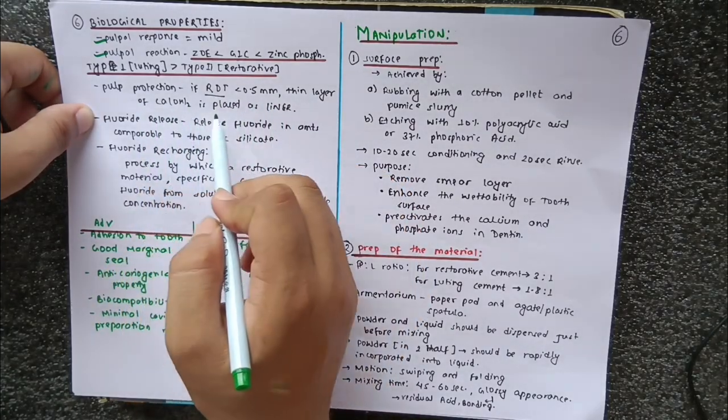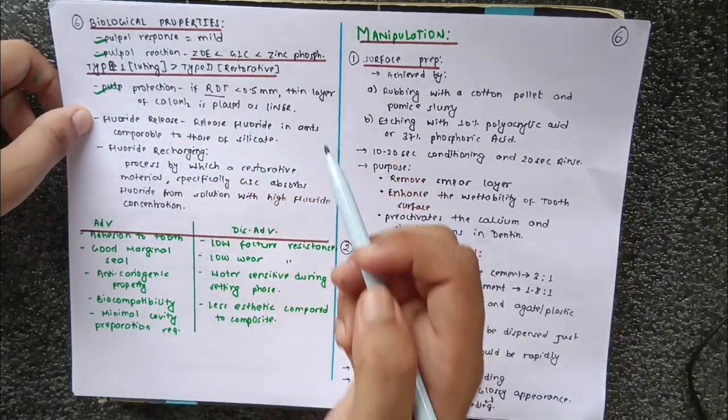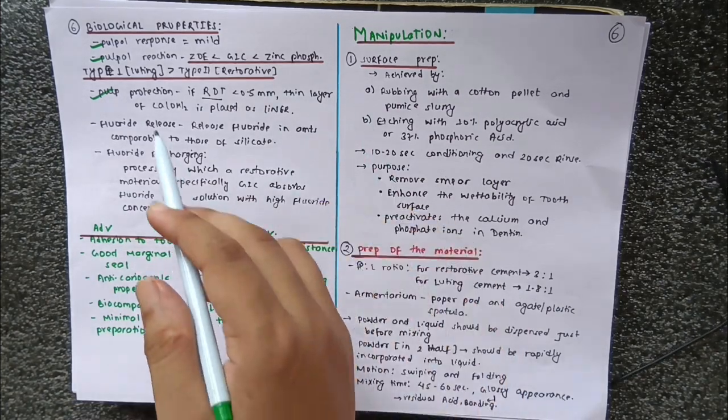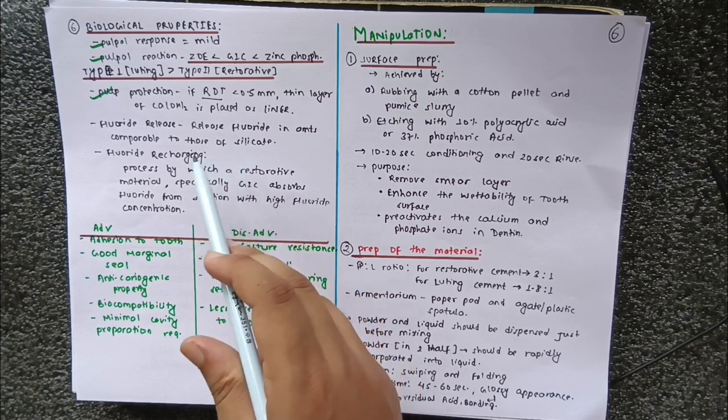a thin layer of calcium hydroxide is placed as a liner. So if RDT is 0.5 mm or less than 0.5 mm, in such a case, we should use glass ionomer cement as a liner, and it releases fluoride, so it is anti-carcinogenic.